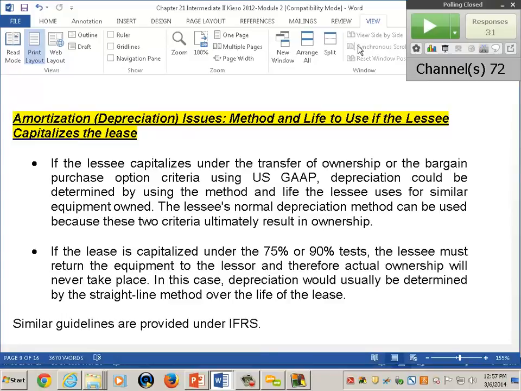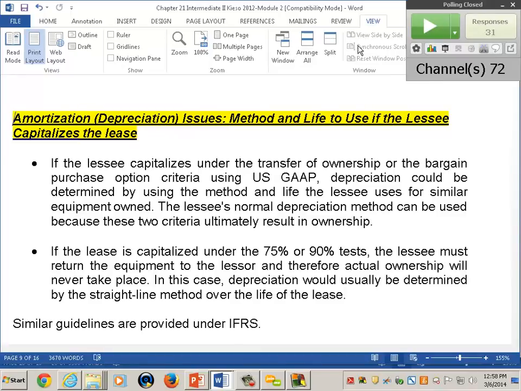So when you read these problems, just be careful, because if it's capitalized under the transfer of ownership and bargain purchase option, it is a choice to use any method or any life you want. If it's the 90% or 75% test, you have to use the lease term and probably straight line. And I think it's logical because, again, you're going to have ownership in the first bullet but not in the second.